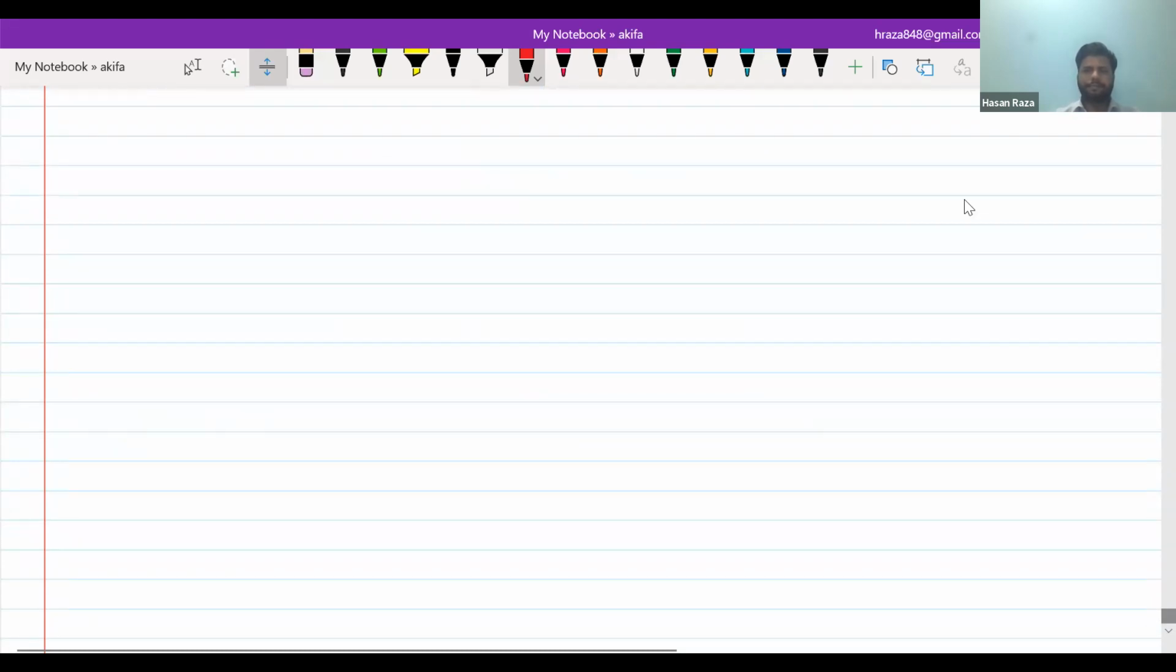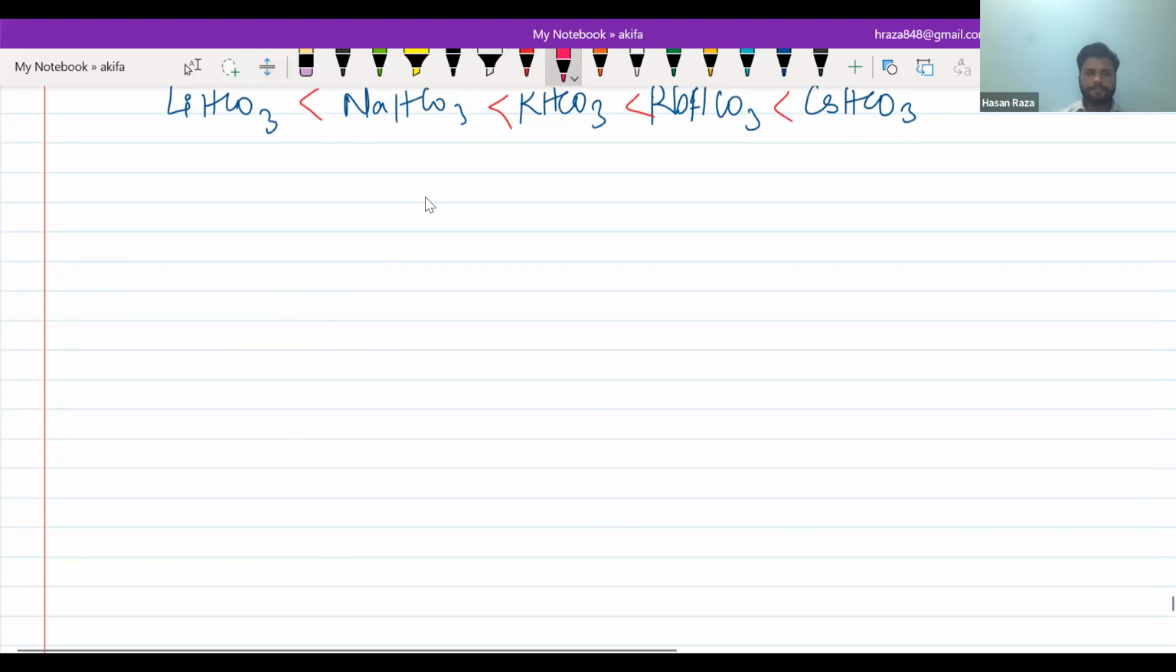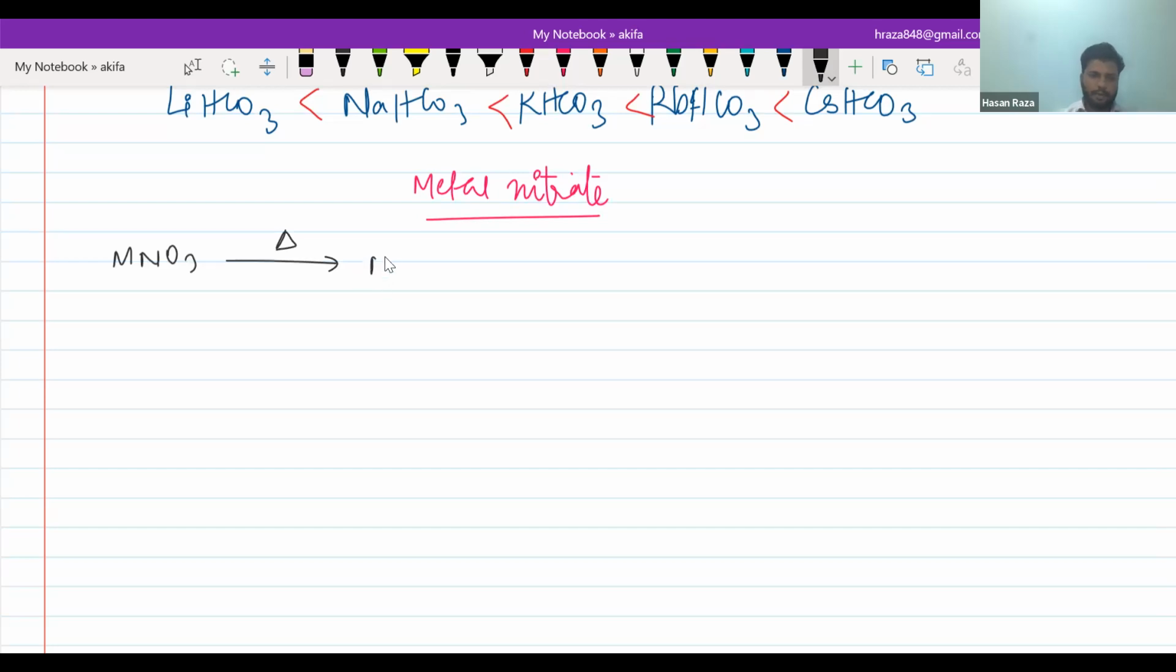Now we will go for metal nitrate, NO3. This is metal nitrate. If you are going to heat it, then metal oxide plus nitrogen dioxide along with oxygen gas will be released. This is called brown gas. The color of the gas is brown also.